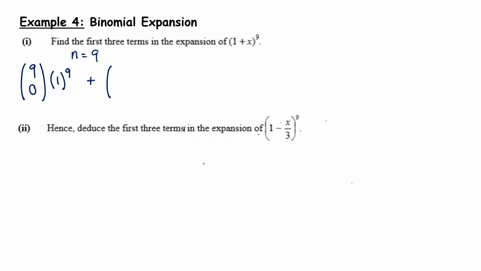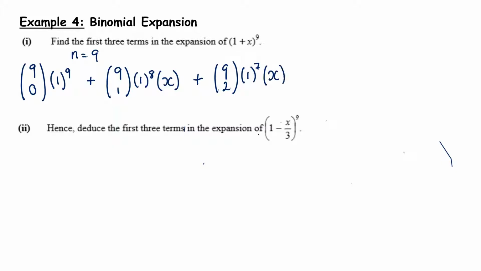The next one, 9 choose 1. 1 to the power of 8, x to the power of 1, or just as is. Next, I do 9 choose 2. 1 to the power of 7, x to the power of 2. So my first term to the power of 7, my second term to the power of 2. So what I need to do, I need to clean this up.